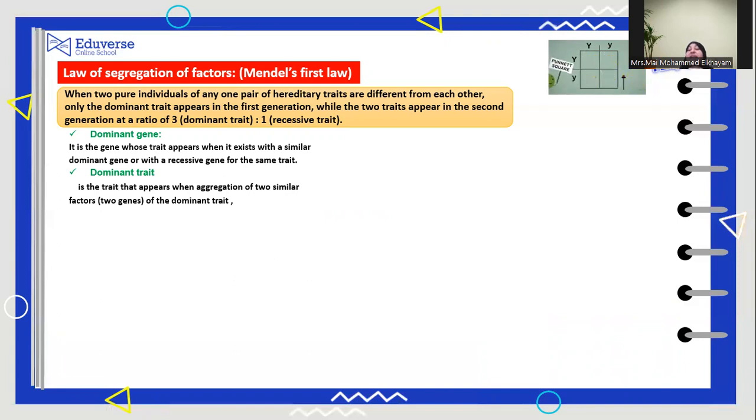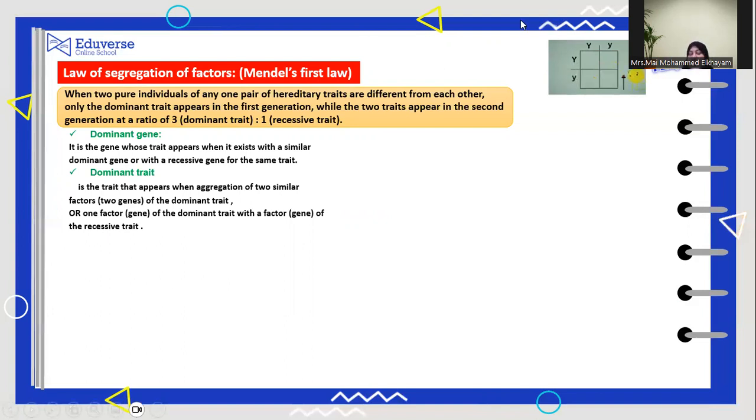Dominant gene is a factor, just one factor. If it is found with another dominant factor, so the dominant trait will appear, and this dominant trait is pure. While if the dominant trait is formed between one dominant factor and one recessive factor, one strong and one weak, so also the dominant trait will appear, but now it is impure or hybrid. What is the meaning of that?